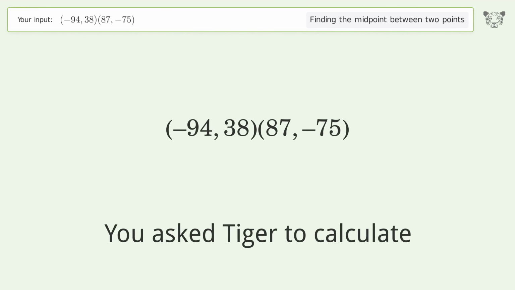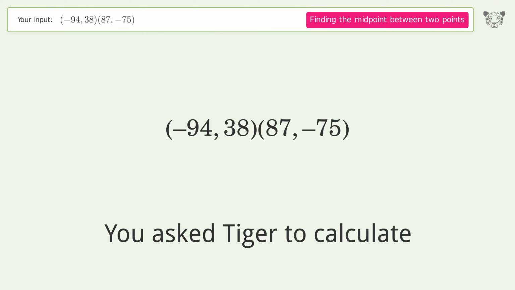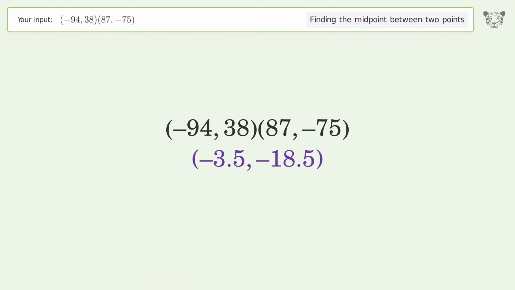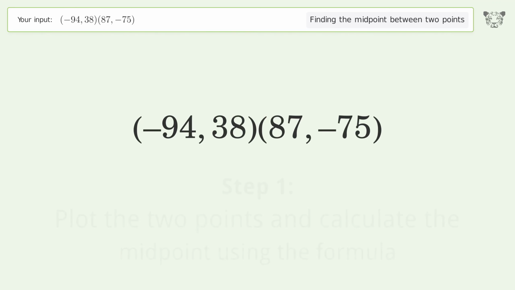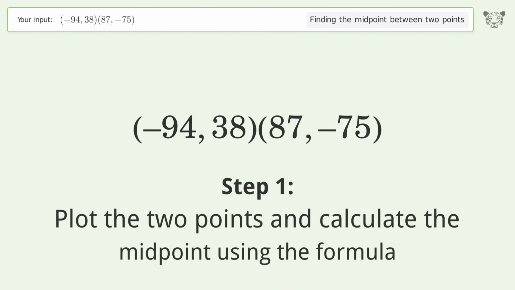You ask Tiger to calculate. This deals with finding the midpoint between 2 points. The midpoint between the 2 points is -3.5, -18.5. Let's solve it step by step. Plot the 2 points and calculate the midpoint using the formula.